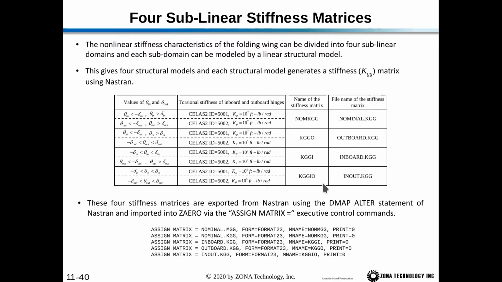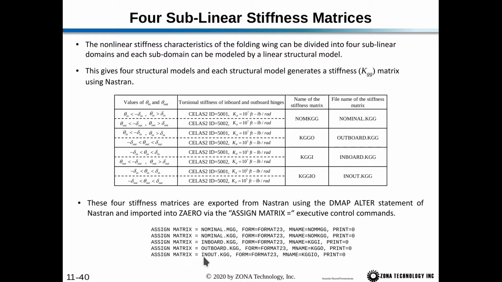If we jump down to this last one here, in out dot KGG, this is where both springs are inside the soft region. So k theta is 10^5 foot-pounds per radian. Then we have KGGO. This is where the outboard spring is soft, and KGGI is where the inboard spring is soft. These 4 stiffness matrices are exported from Nastran using the DMAP alter statements, and then imported into ZAERO via the assign matrix executive control commands.